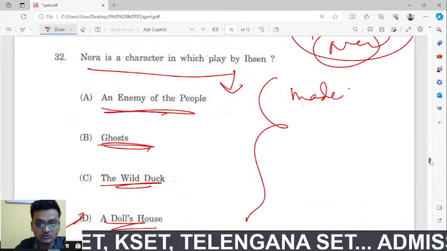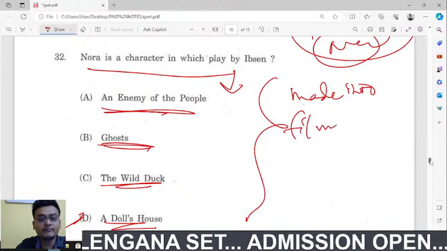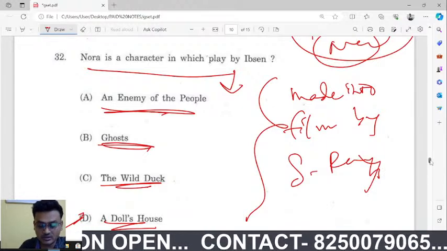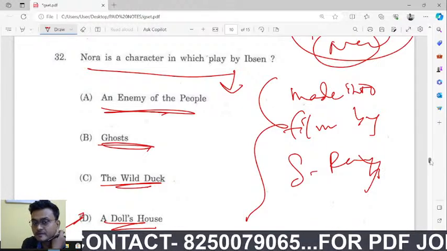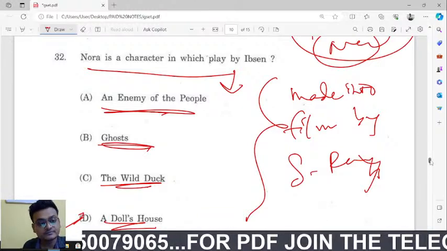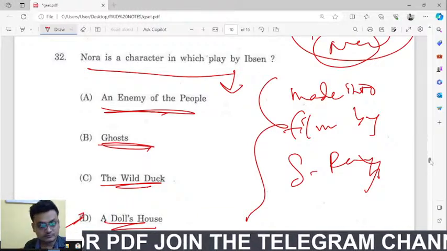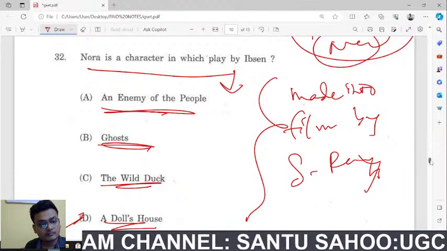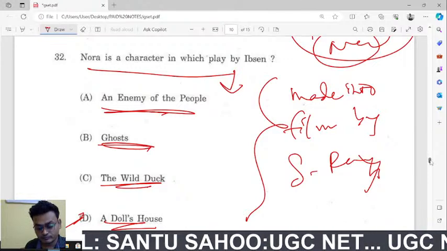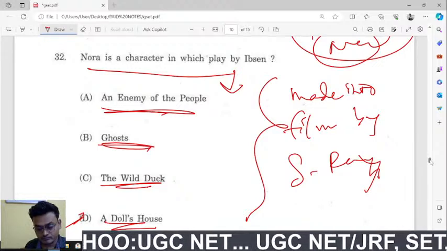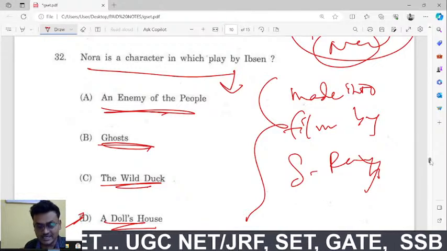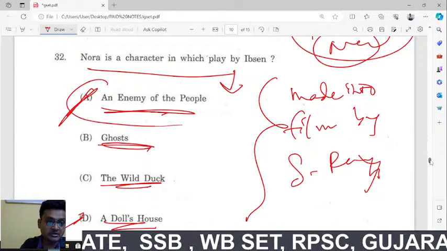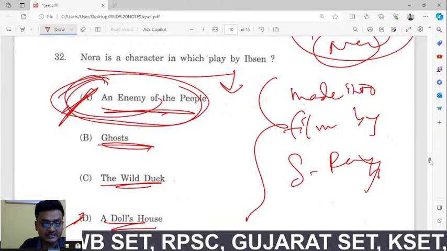Excellent. Made into film by Satyajit Ray. Which work, out of these, was made into film by Satyajit Ray? We have discussed it earlier as well. Excellent. In Hindi, there is Ganashatru, isn't it? In Hindi it is known as Ganashatru. That's An Enemy of the People. Excellent. Well done.